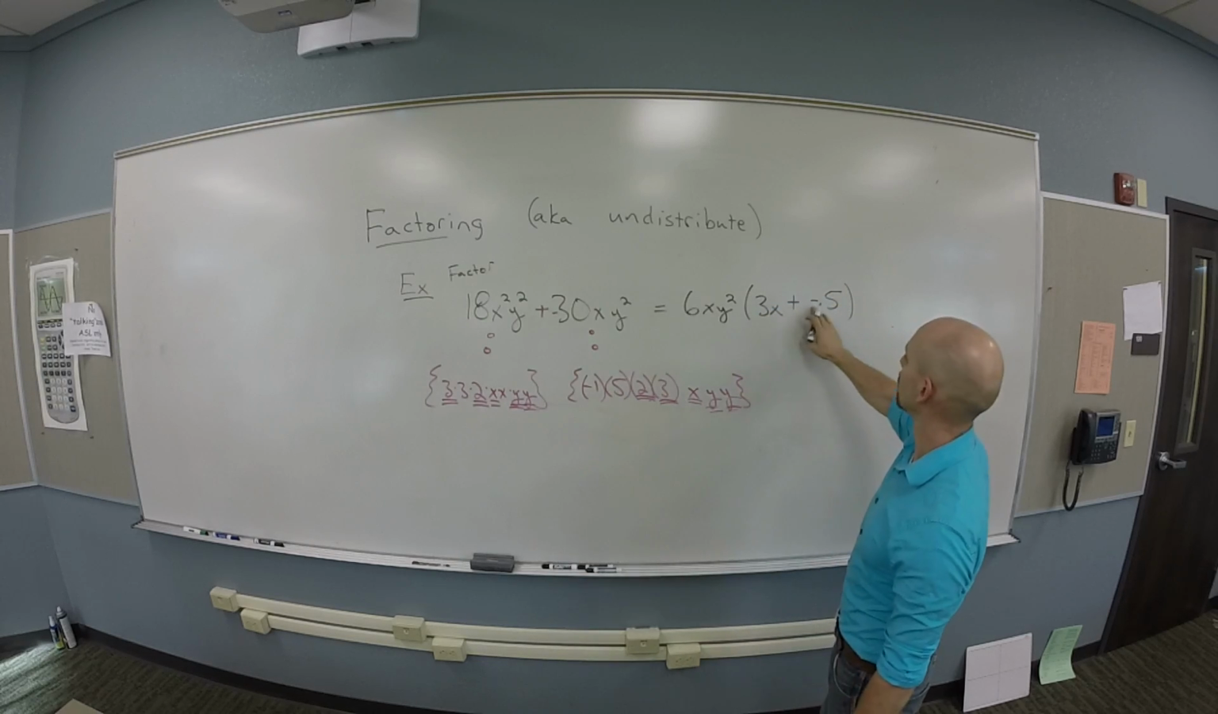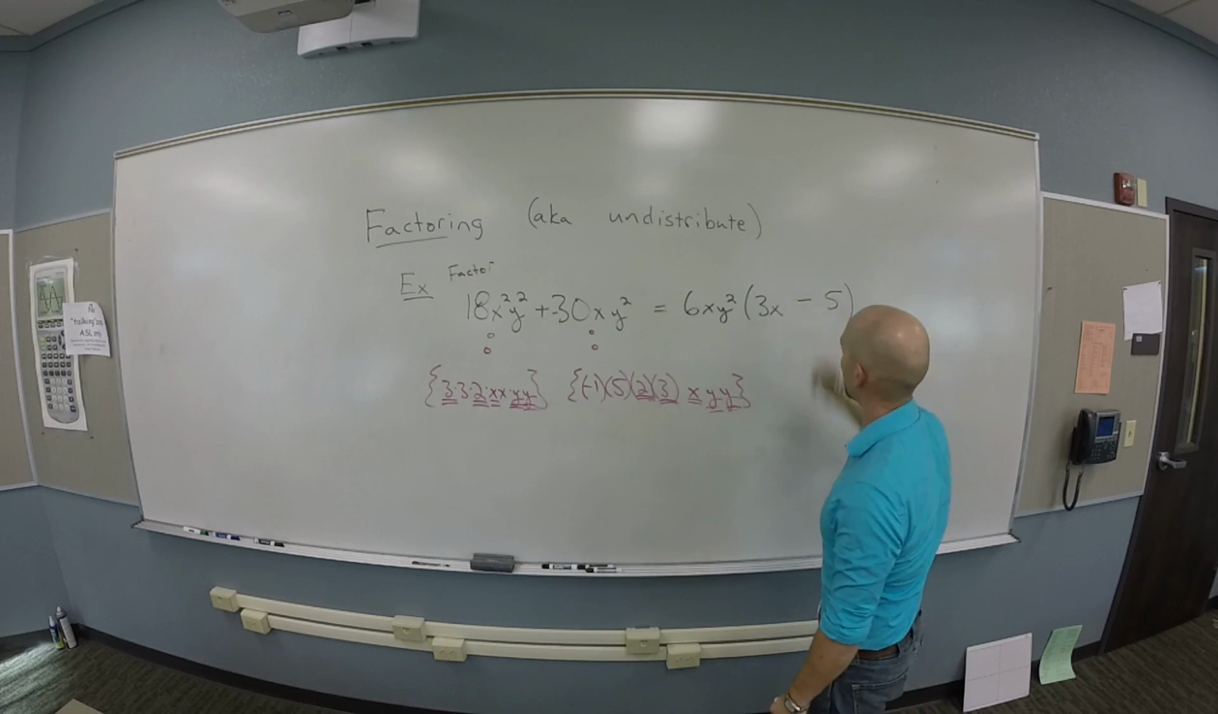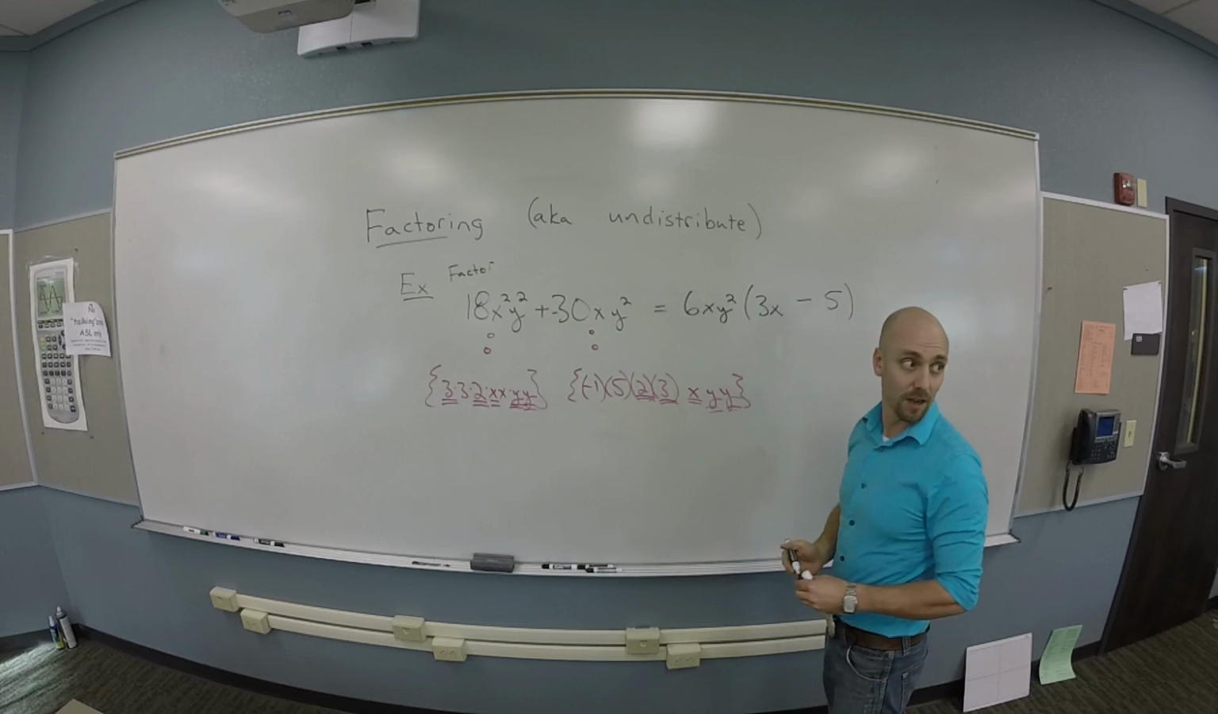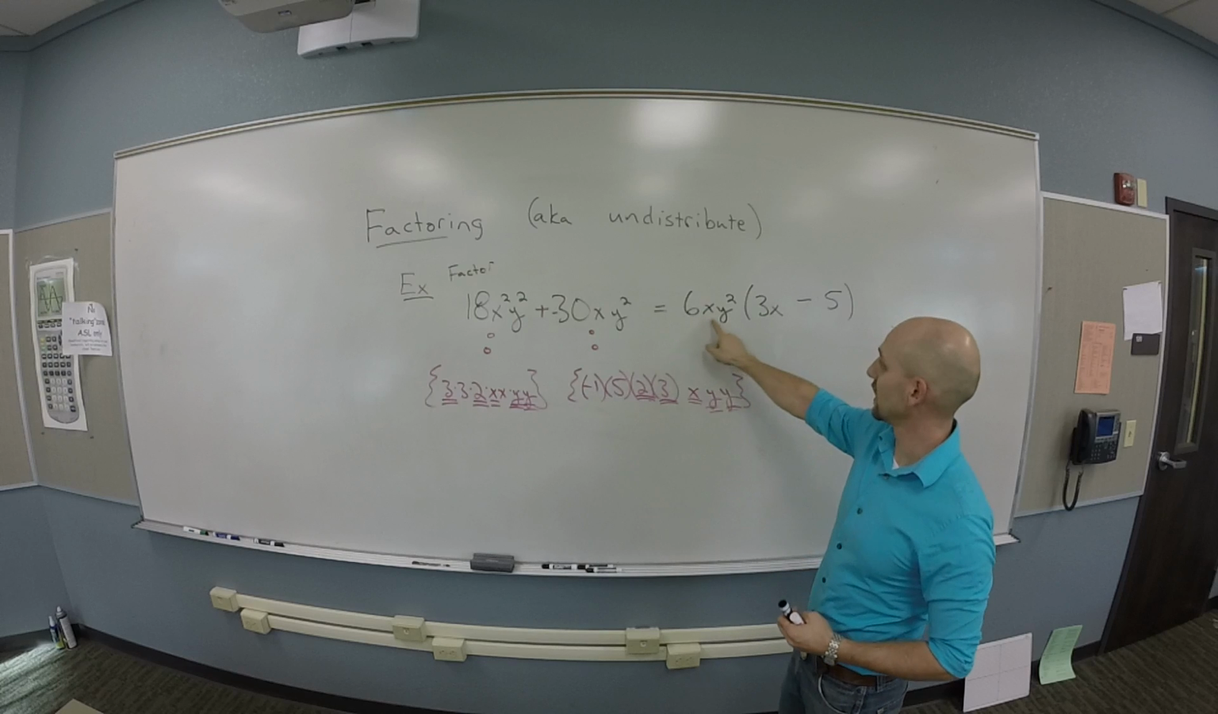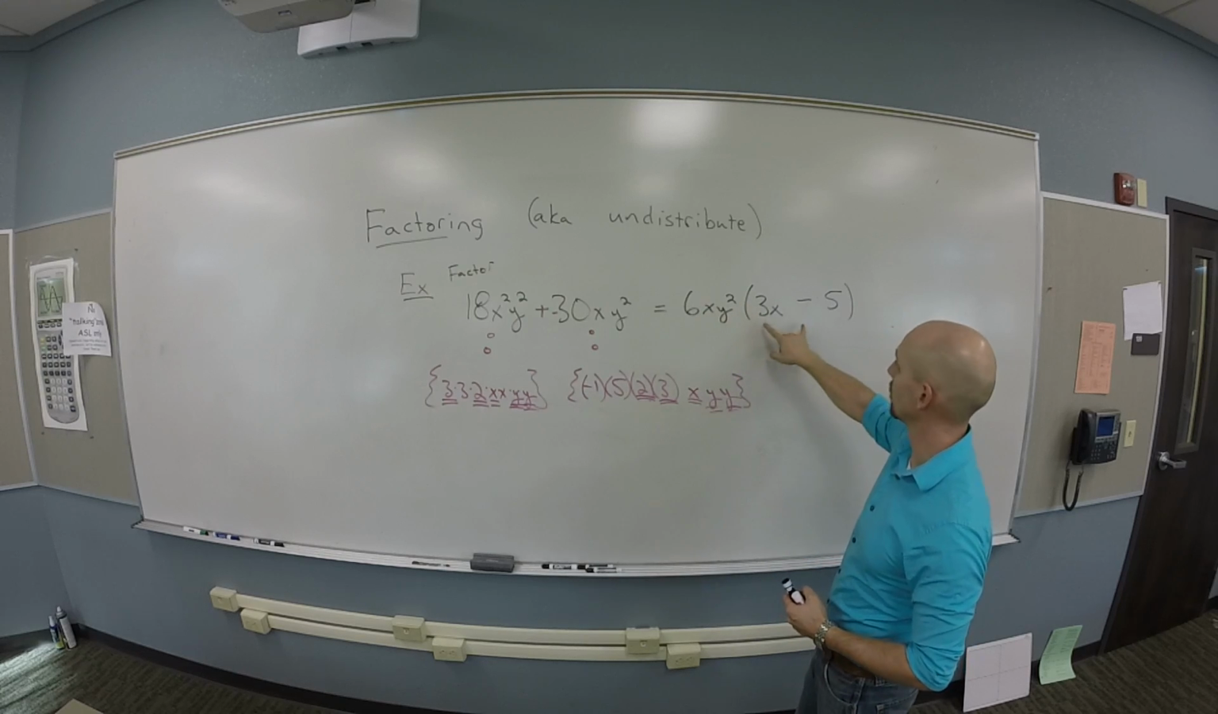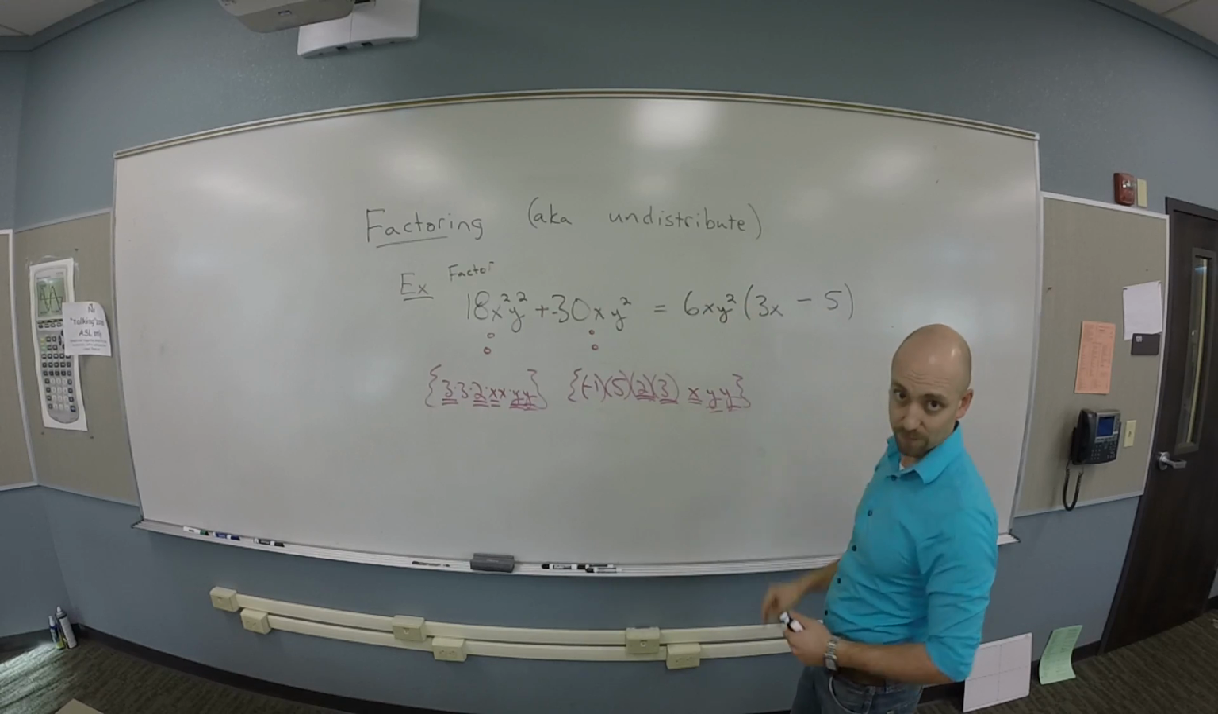You don't have to write this as plus minus 5, right? You could write minus 5. So in the end, I factored, and I got 6x y squared times the quantity 3x minus 5. Cool?